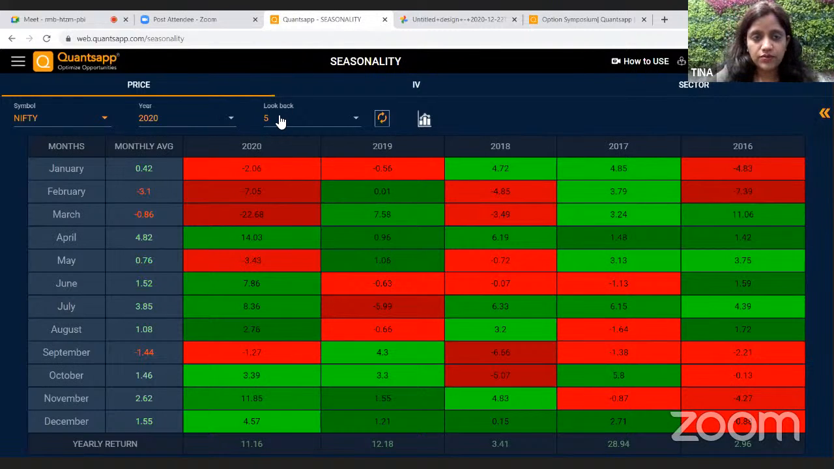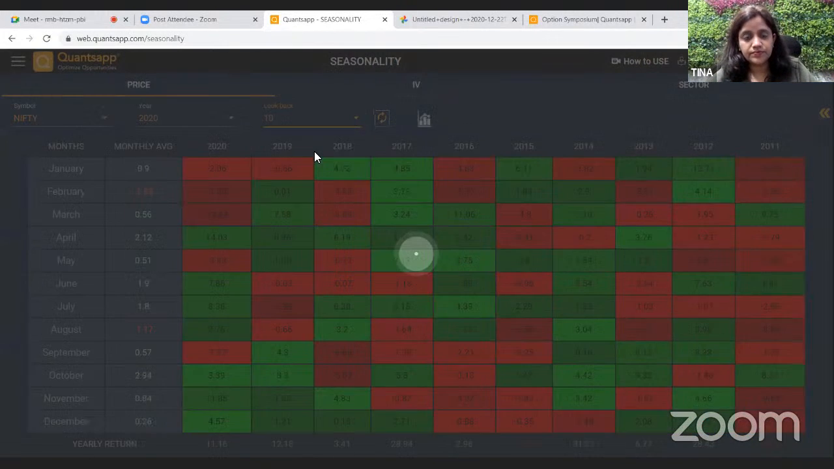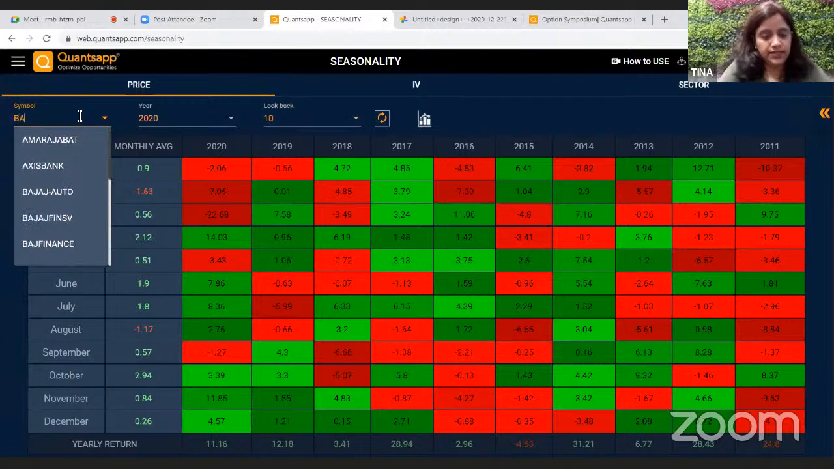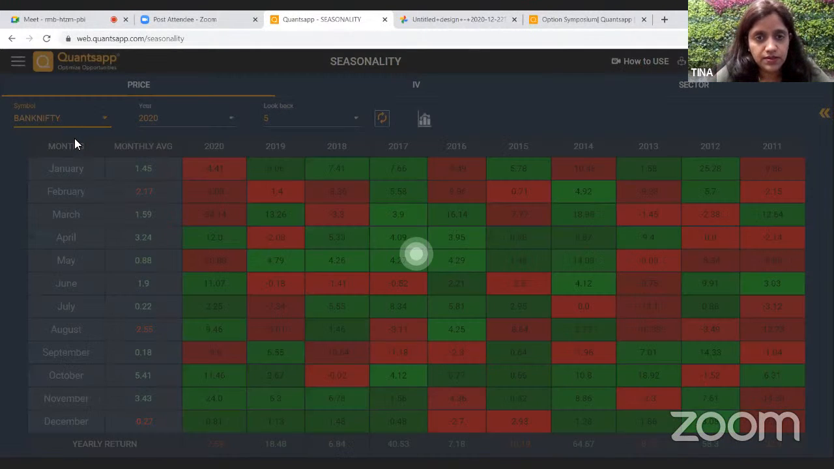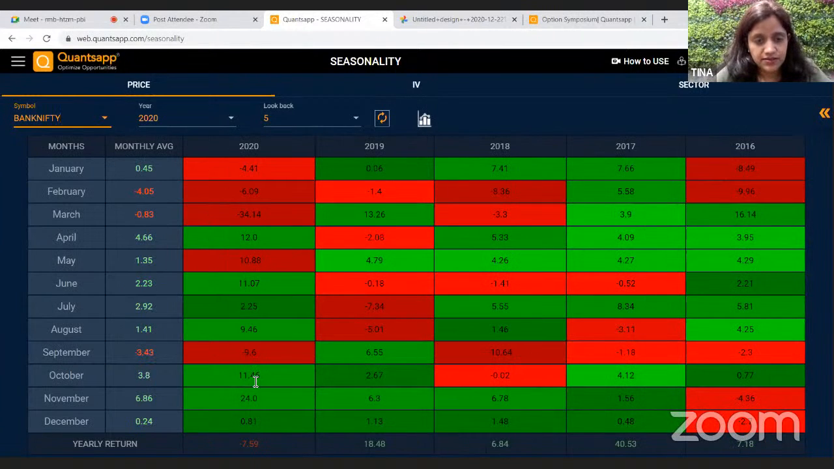You can do the look back towards 10 years also. How things have been, you can see. December and January have been a mixed period, so you see mixed data. Normally the third quarter is where you have seen good momentum, right? You can look at any other symbol. Bank Nifty, if you look here, the last 2 months have been considerably rewarding. Right now we are flat, right?